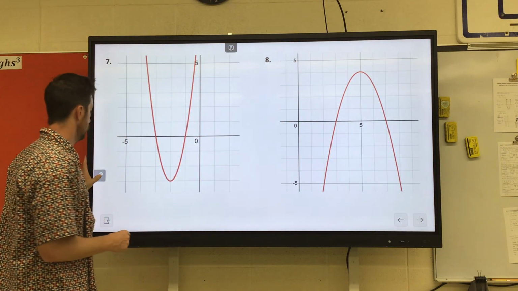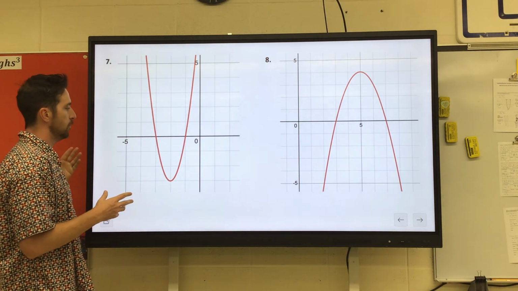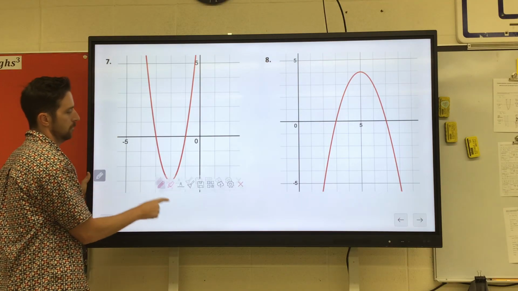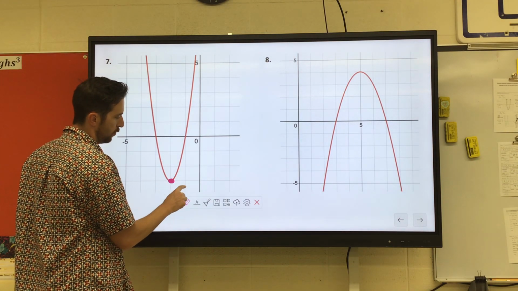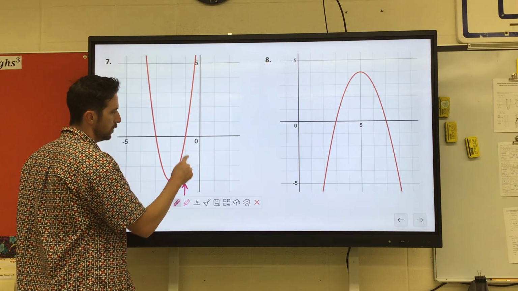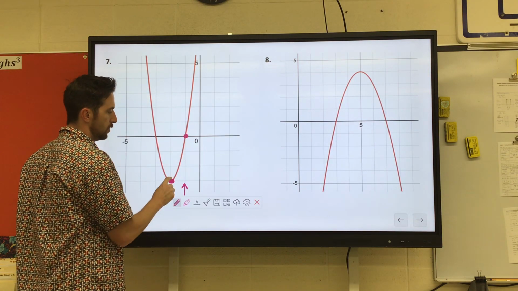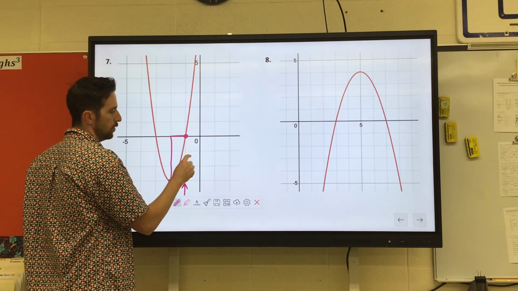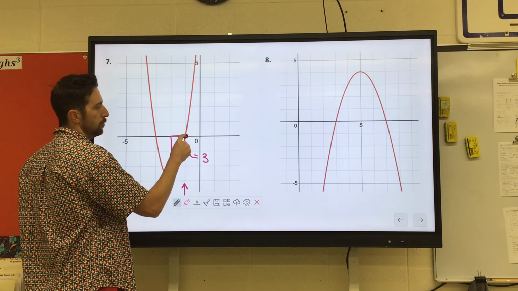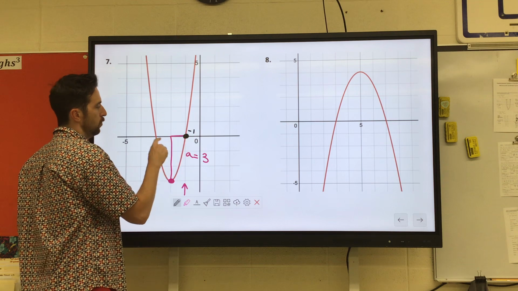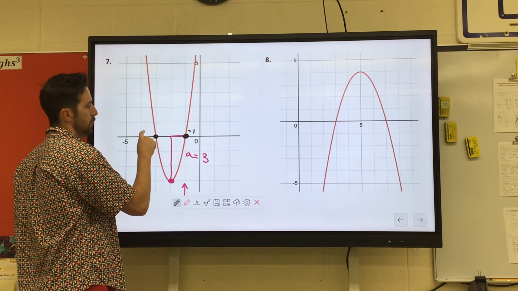Number 7, here it is. We're going to figure out our A first. So from there, how far do we need to go up before we go over 1? So here's over 1. See, it hits there. So that's up 1, 2, 3. So our A is going to be 3. Our two intercepts, it crosses here at -1 and also -3.